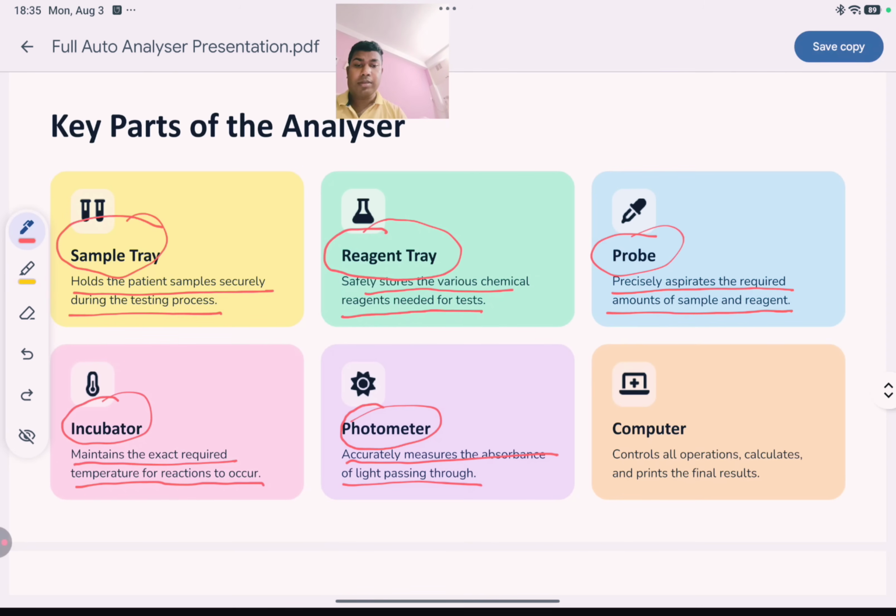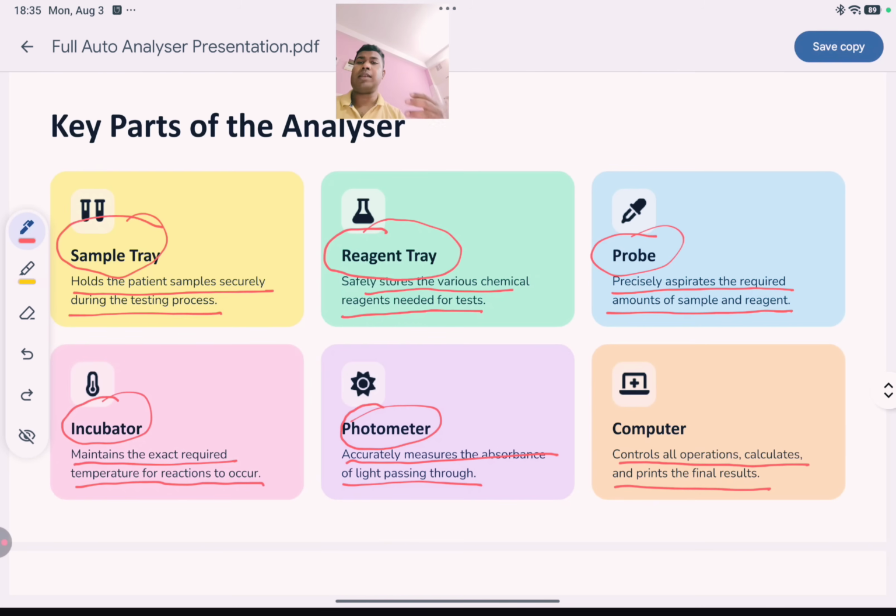And lastly, we need a screen or a computer which controls all operations, calculates and prints the final result. Without a computer, we cannot see the result, or calculate the operations which are needed. We also use the computer in a biochemistry analyzer to input the instructions we need to give to the analyzer, so it is very easy for us to analyze the results. We need a computer in our day-to-day life, and it is a very essential component in a fully automatic analyzer. Okay, now I will go to the next slide.